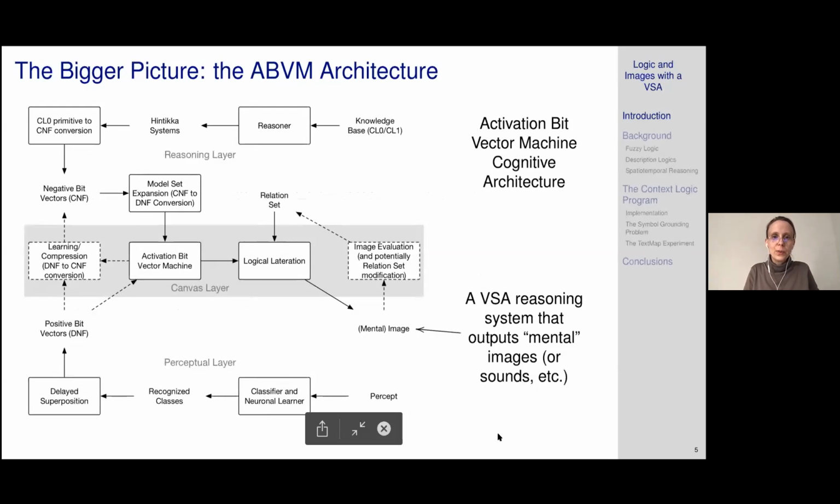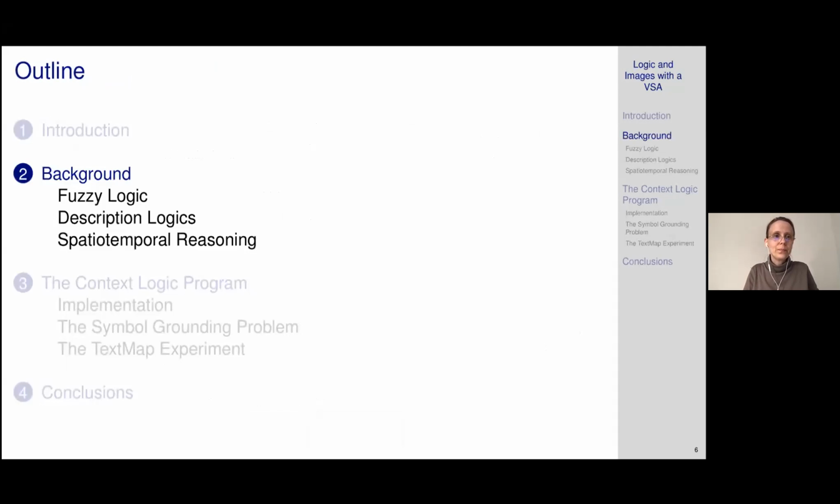So what I want to talk about here is mainly in this part. Explain how I can have a logical VSA reasoning system that outputs mental images or sounds or whatever. So I'll be talking about images, but this can be multimodal output.